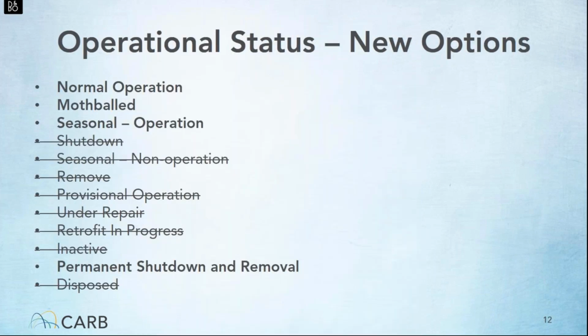And in case you're wondering when you fall under one of these categories, the way we're looking at these definitions is if the system no longer exists at the facility, it will be under the permanent shutdown and removal option. If the system exists at the facility, but there's no refrigerant inside of it for more than 60 days, it'll be under the mothball status. If the system has refrigeration in it year-round, but it only operates seasonally, then they'll use the seasonal operation. Everyone else will just use normal operation.